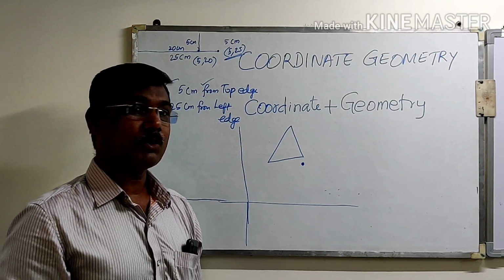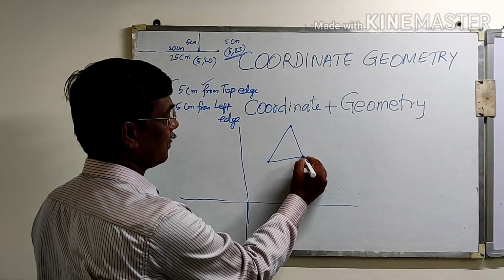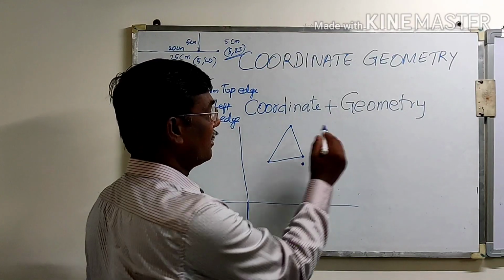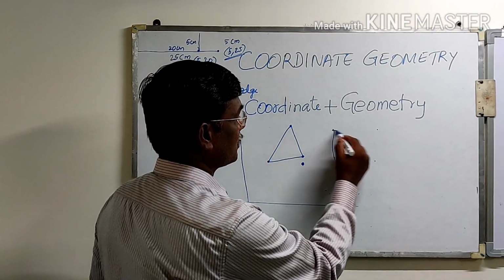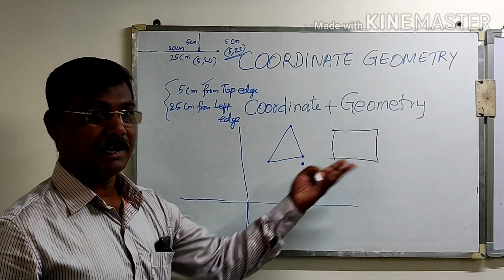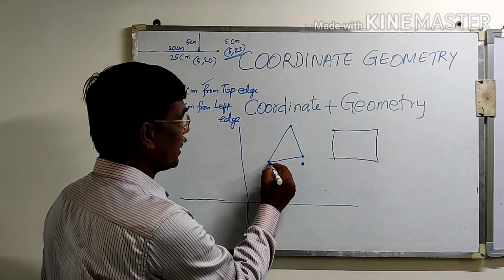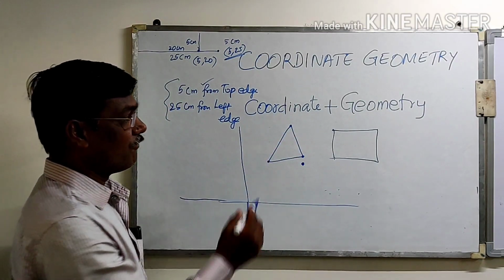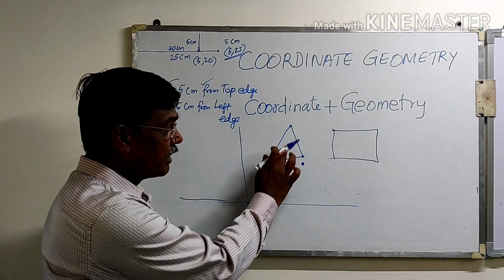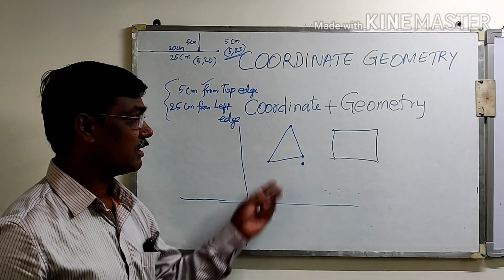இதுக்கு எத்தனை பாயிண்ட் தேவை ஒரு triangle வரையறதுக்கு? We need at least 3 points. Suppose square, rectangle, 4 வேணும். So we can write a rectangle or square in common as a quadrilateral. 4 சைடு இருக்கிறது, triangle, 3 சைடு. So if we know the points' information, we can draw a triangle and we can study the properties of these geometrical figures.